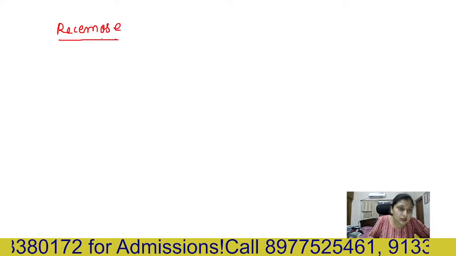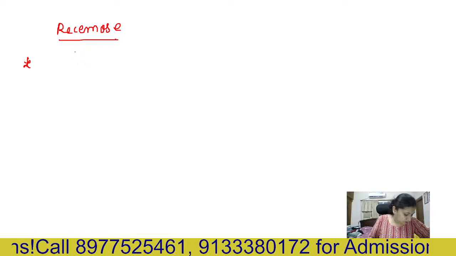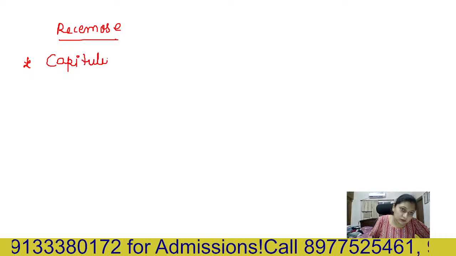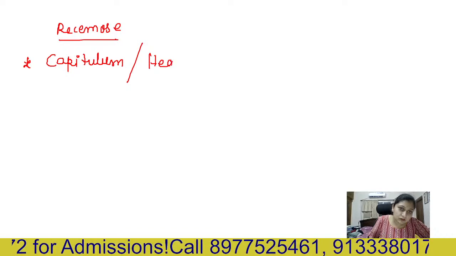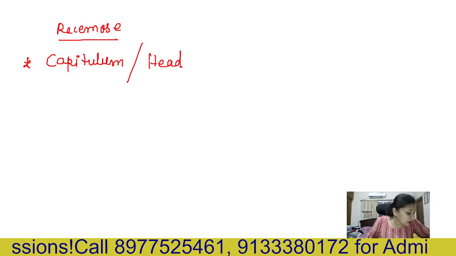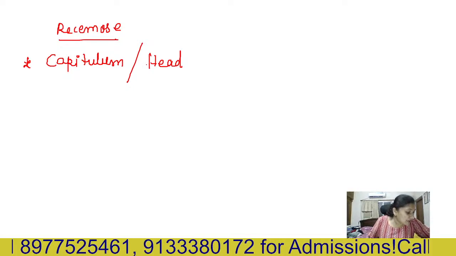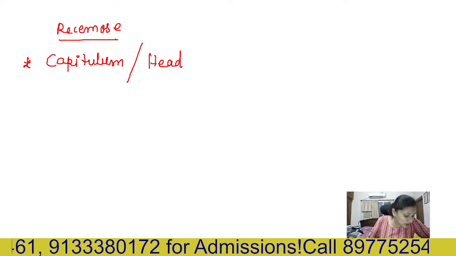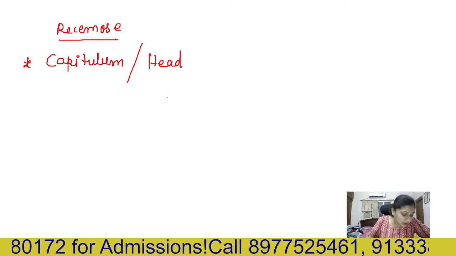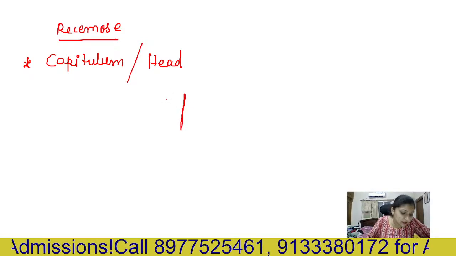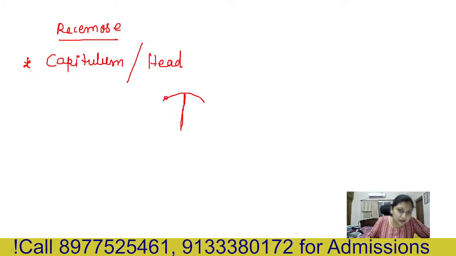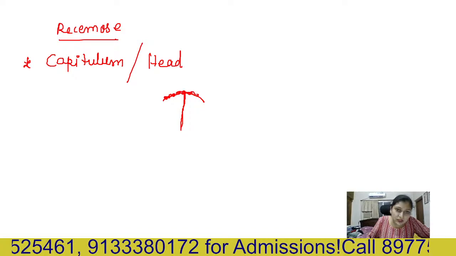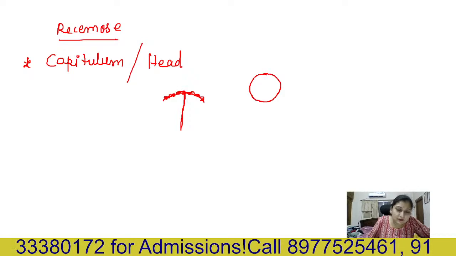The last example of racemose is head, which is also known as capitulum. So what happens in a capitulum or head? It is also an inflorescence where, over one peduncle like this, all the flowers are arranged and form one head-like structure. See, it's simply like a sunflower.